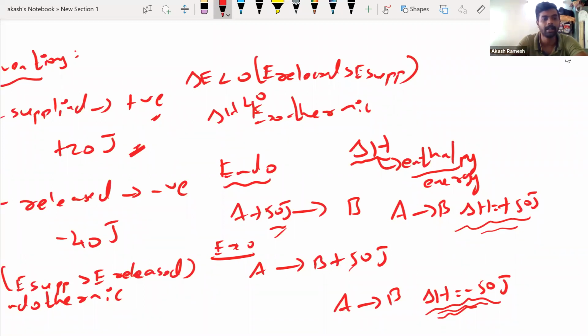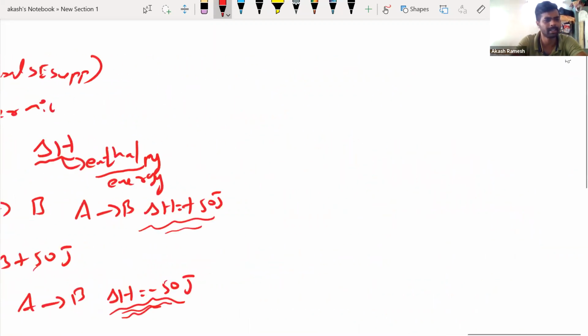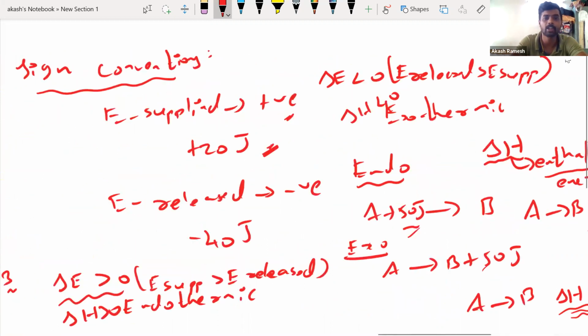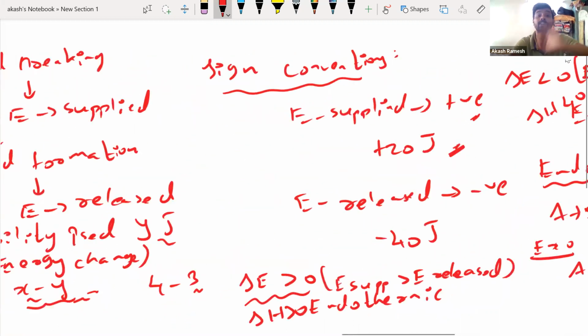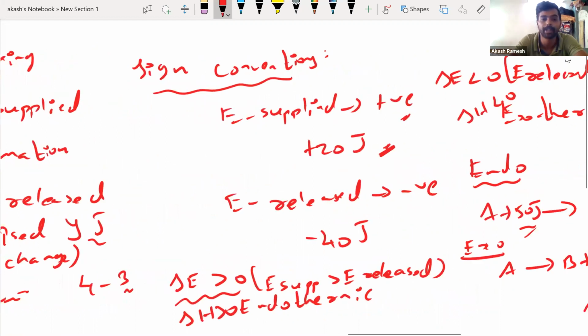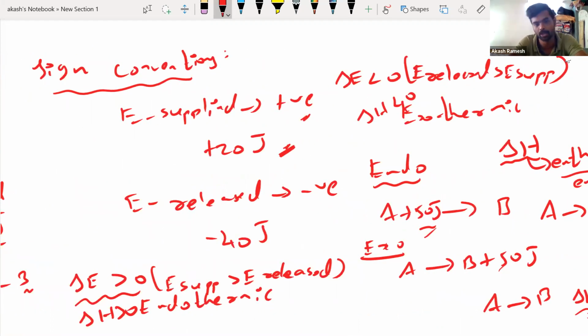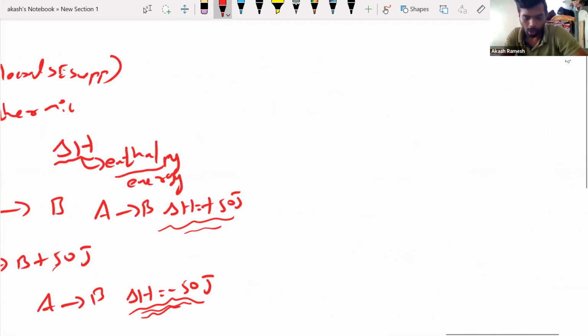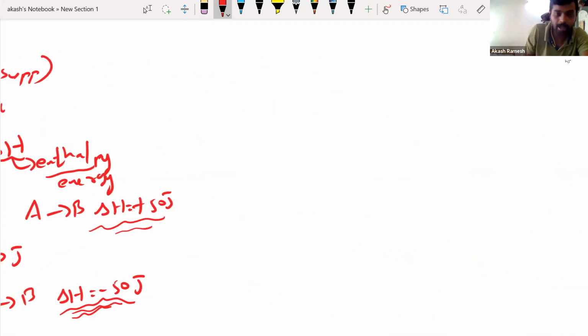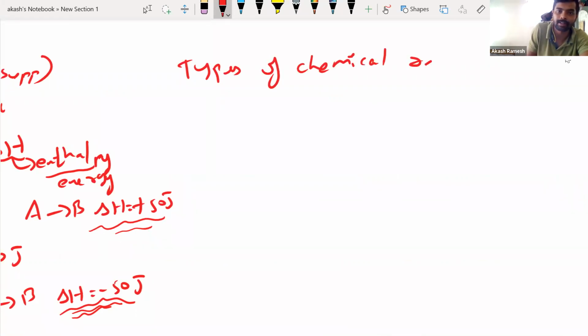Okay, right. That is it. These are all the different types of extra information you can give with respect to a chemical equation. Okay, right, fine. Now we'll move on to the types of chemical reactions.